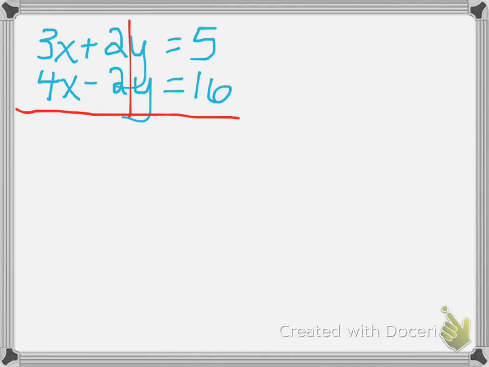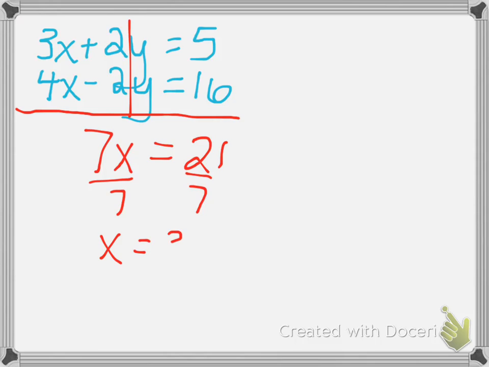So you're going to add straight down. 3x plus 4x is 7x. 5 plus 16 is 21. Then you're just going to solve for your variable, so you're going to divide by 7. You get x equals 3.